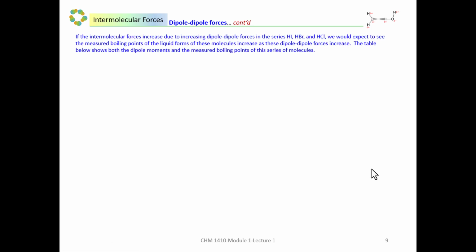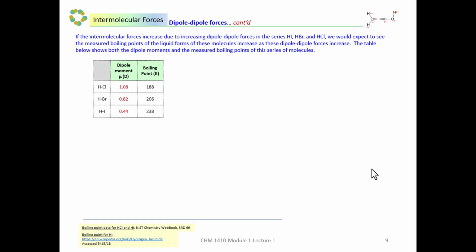If the intermolecular forces increase due to increasing dipole-dipole forces in the series HI, HBr, and HCl, we would expect to see the measured boiling points of the liquid forms of these molecules increase as these dipole-dipole forces increase. The table below shows both the dipole moments and the measured boiling points of this series of molecules. So again, we say HCl has the largest dipole moment. It's the most polar molecule.